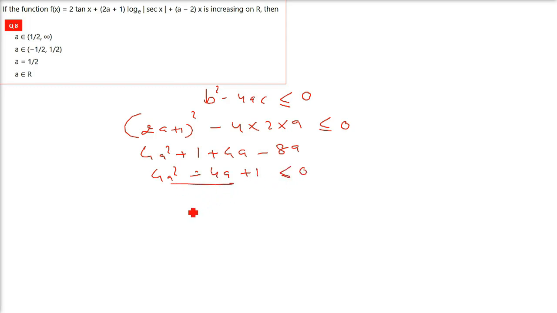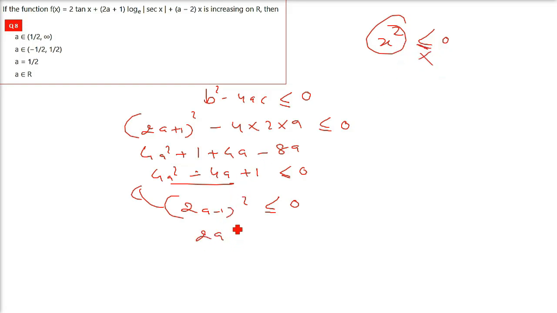Now this is nothing but (2a minus 1) whole square. If you square 2a minus 1, you are going to get 4a square minus 4a plus 1. This is (2a minus 1) whole square, and this is less than or equal to 0. So just tell me, any term with a square, can it be less than or equal to 0? No, it cannot be less than 0. It can be equal to 0, but it cannot be less than 0 because it is a square.